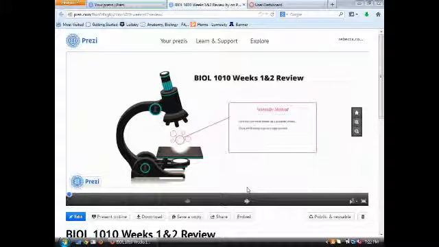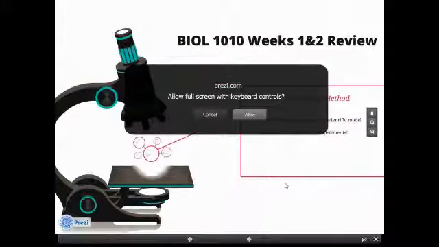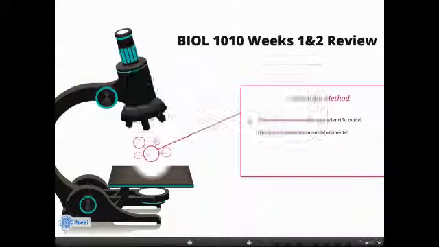So we'll go ahead and get started, and I thought we'd start with the scientific method, because the scientific method is huge. It's what nearly all research is based off of.